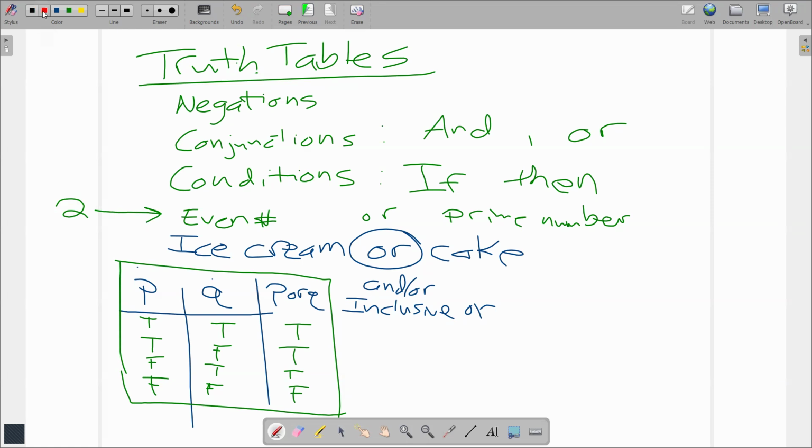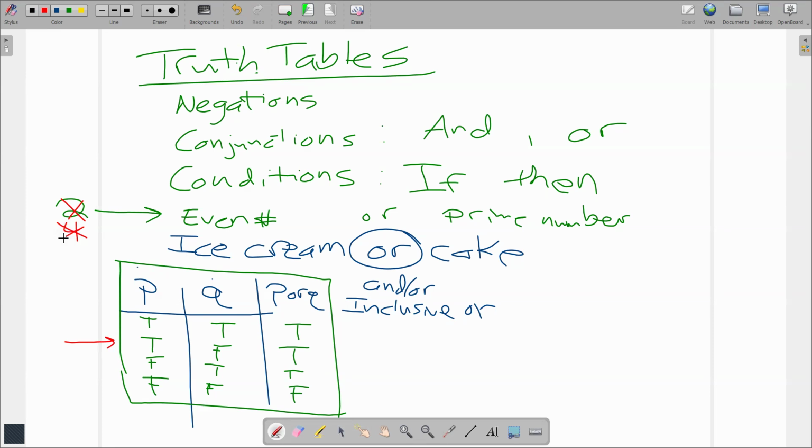If I switch the number to, say, 4, then that jumps me to the second line here. Is 4 even? True. Is 4 prime? No, it's not prime. But if I asked, is 4 even or prime, we would have to say yes. It is even or prime because it fits the even part.